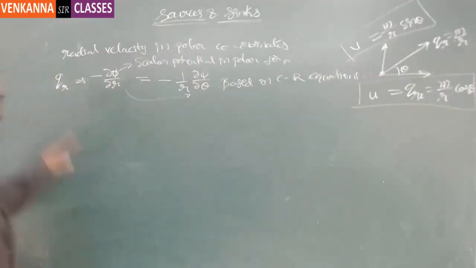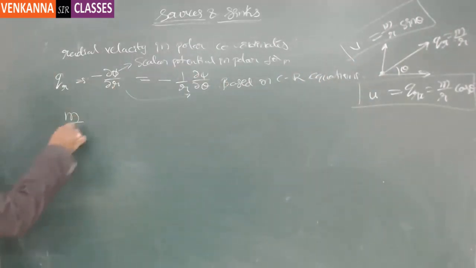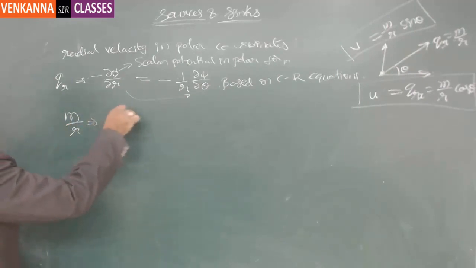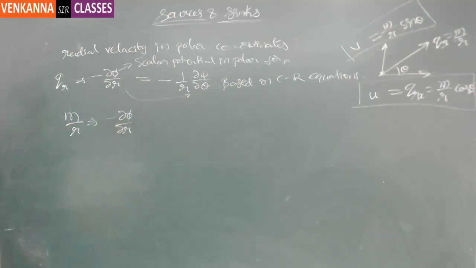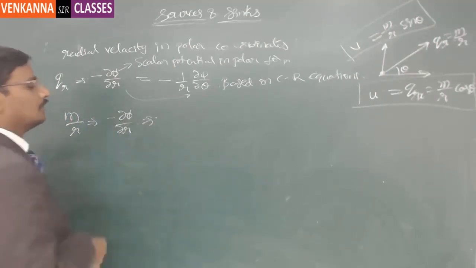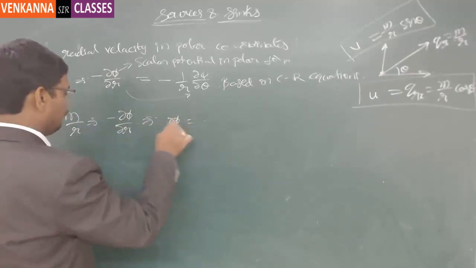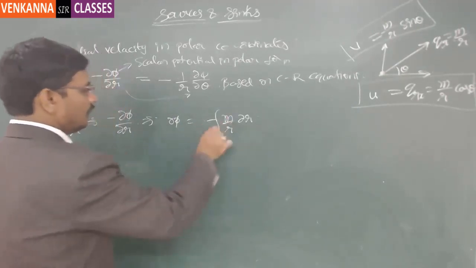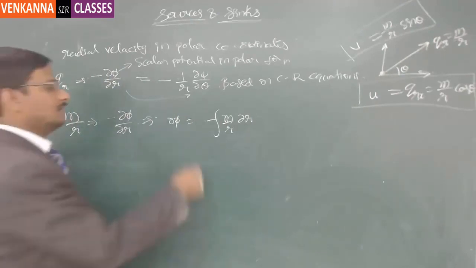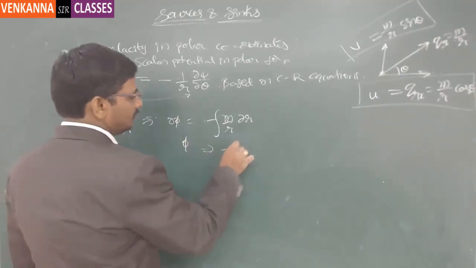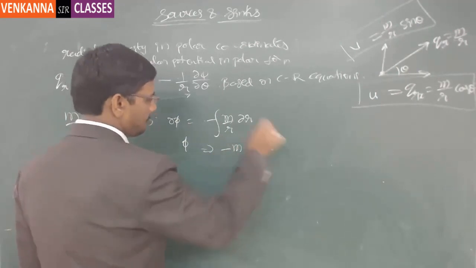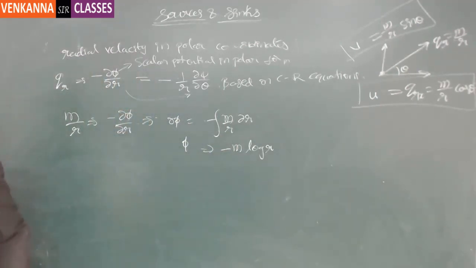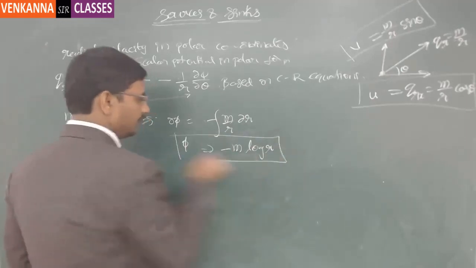Now from this qr actually I got as m by r, and this is nothing but minus dou phi by dou r. So if you try to do the integration and find out the phi value, dou phi is equal to minus m by r into dou r. Now, if you integrate on either side, then phi will be minus m into log r. Got it? So minus m log r is nothing but the velocity potential in the polar form.